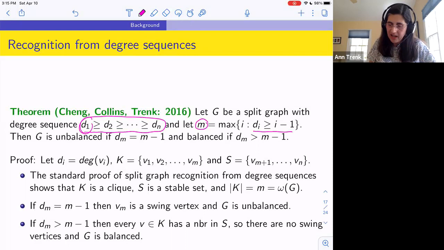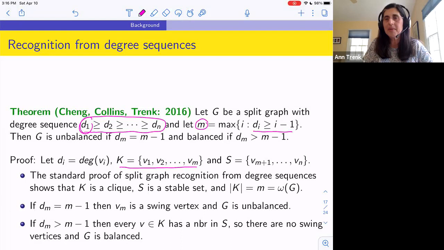So there will be some last time in which d_i is greater than or equal to i minus one, and that's what m is. And then it turns out that if this is the degree sequence of a split graph, then this K, consisting of the vertices v1 through vm, the m vertices with highest degree, will form the clique part and the rest will form the stable set part. And this clique will turn out to be of size omega. So it will end up being a K-max partition.